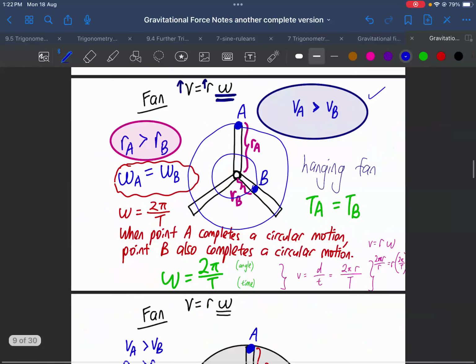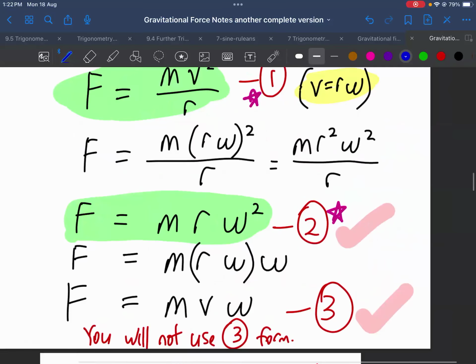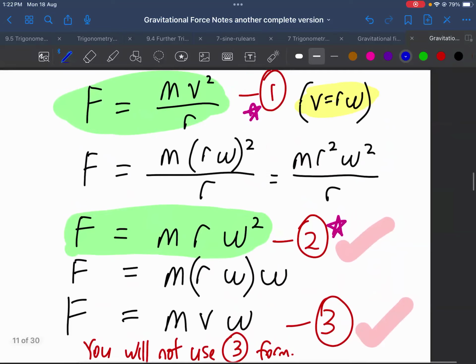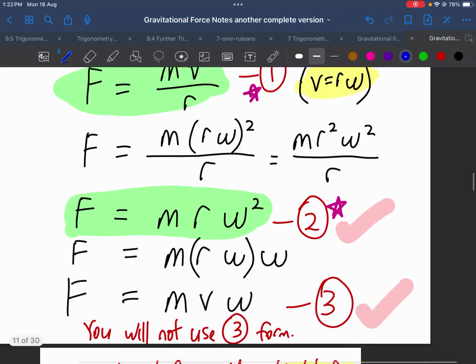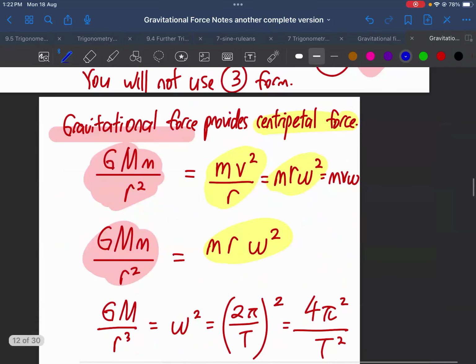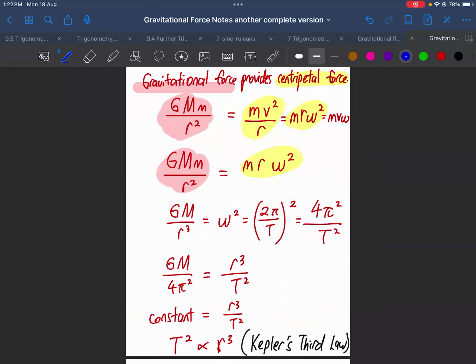Now, do I need to introduce you to the centripetal force? I think you are okay with that, right? It is mv squared over r, or m r omega squared. And actually, there is one more formula, m v omega, but that is super rare. I almost never saw this in any textbook. This page is so important because it is going to tell you something about Kepler's third law.